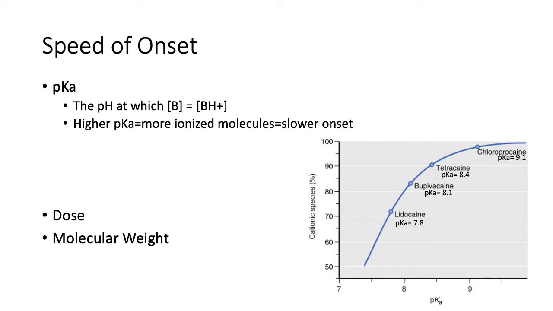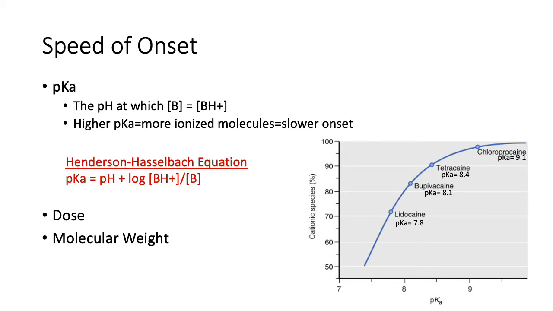This step, as I mentioned earlier, is determined by the proportion of local anesthetic molecules that exist in an uncharged form. This is a characteristic we call the pKa. The pKa is the pH at which the ionized and unionized forms of local anesthetic are present in equal amounts, as demonstrated by the Henderson-Hasselbalch equation.